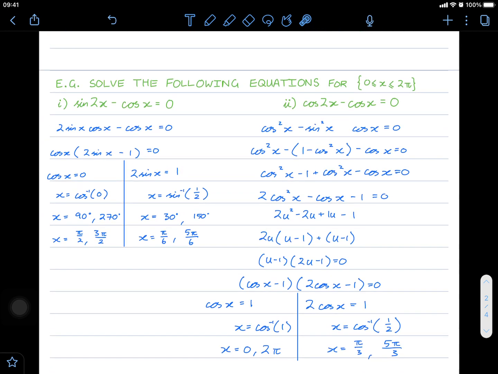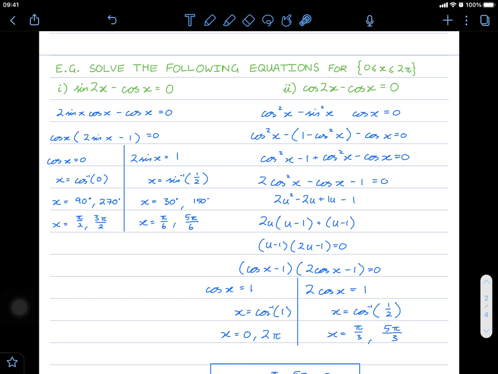And yeah, hope I gave you an insight into how we might apply different trig identities to solve these equations.